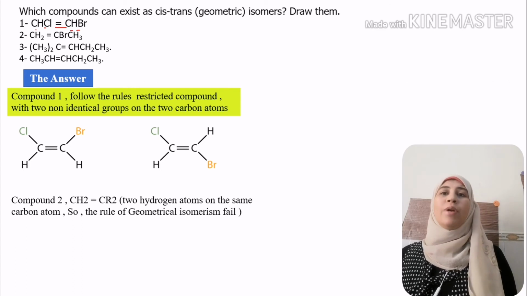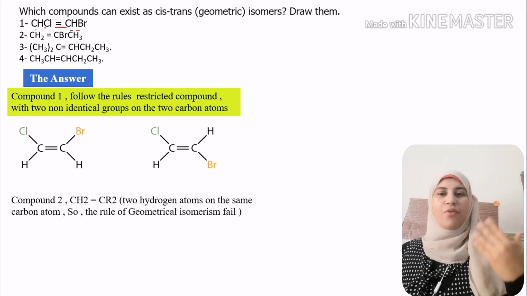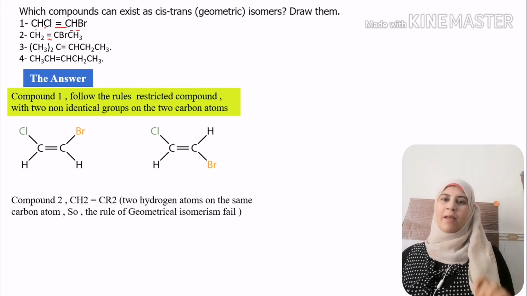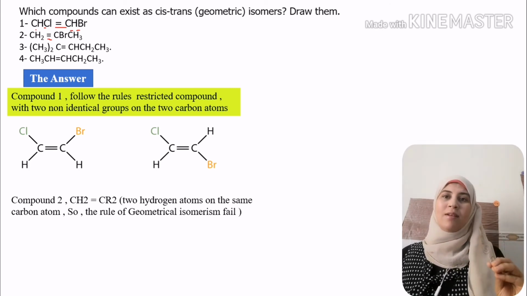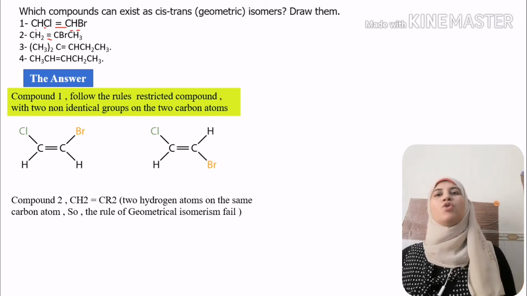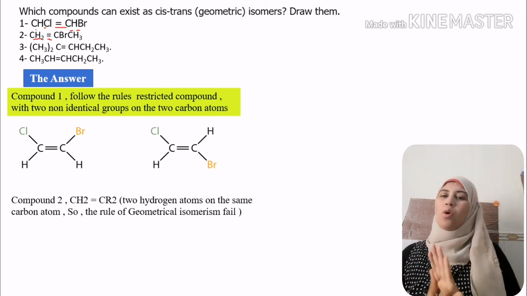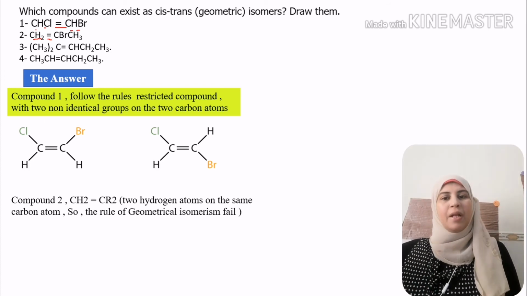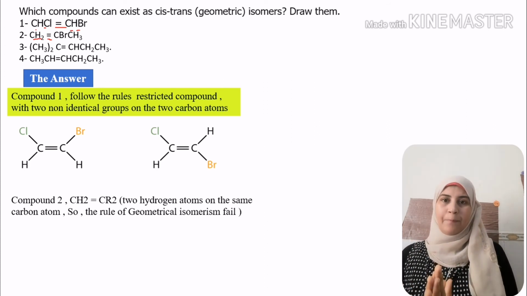In the second one, we have CH2 double bond CBrCH3. Let's follow our rules. The first one, we have restricted rotation, we have a double bond. It's okay. The second one, we have two identical atoms attached to the same carbon atom, H2. So we don't have the second rule. So of course we don't have cis and trans isomerism. Like our example in the last slide, when we rotate the compound, it will be the same.